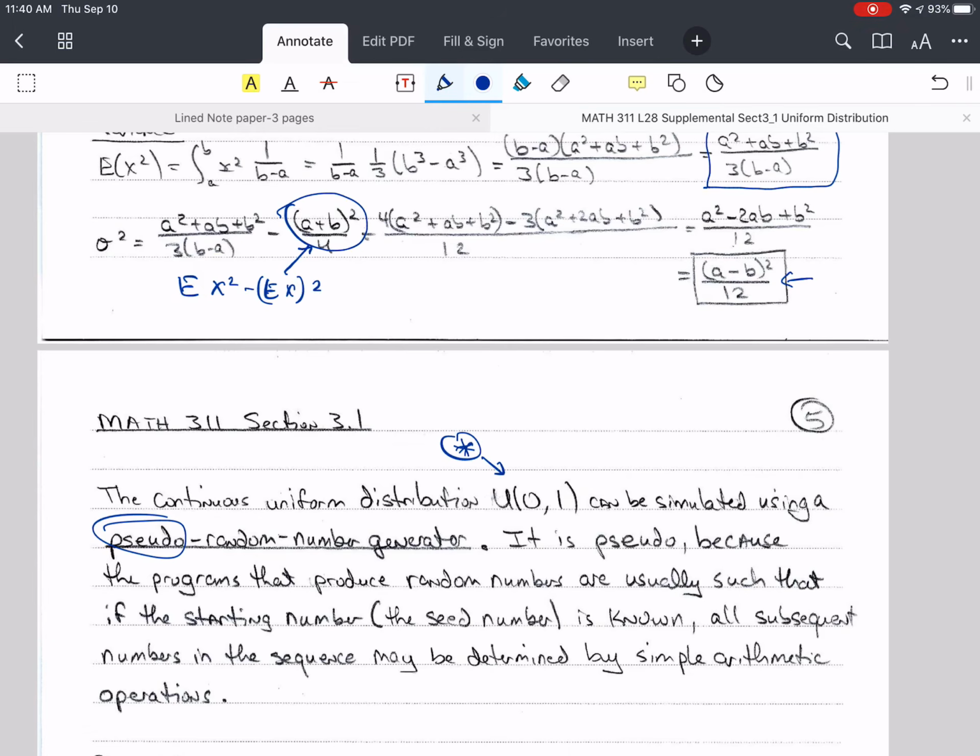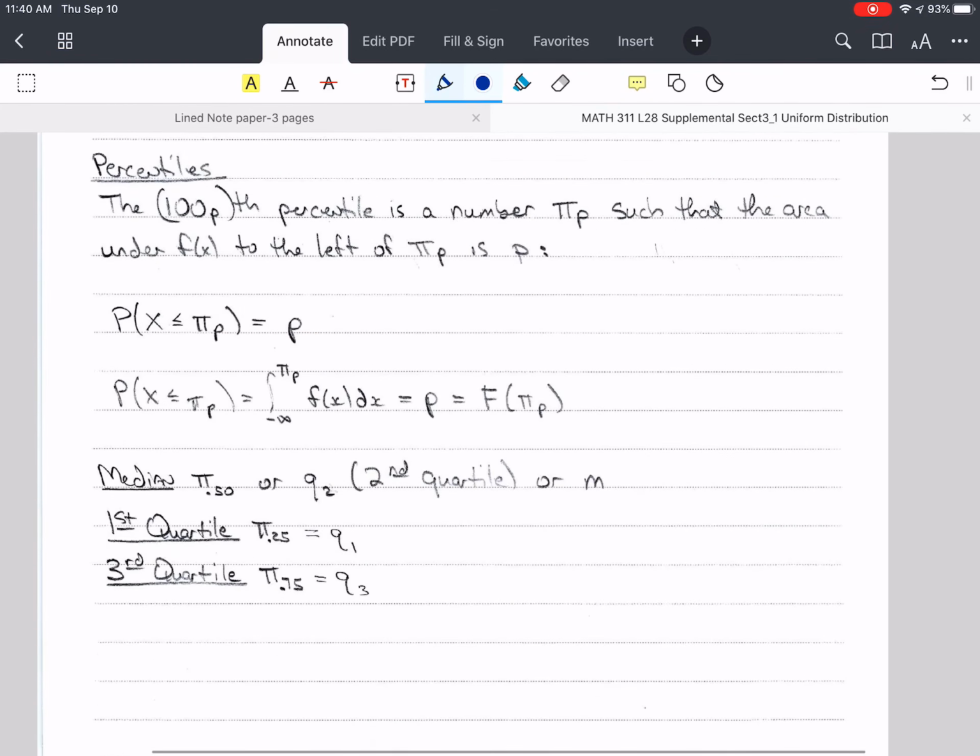Okay, so that's it for the continuous uniform distribution. We've done the moment generating function, the mean, the variance. We've seen how those are calculated. We've talked about the application of it.